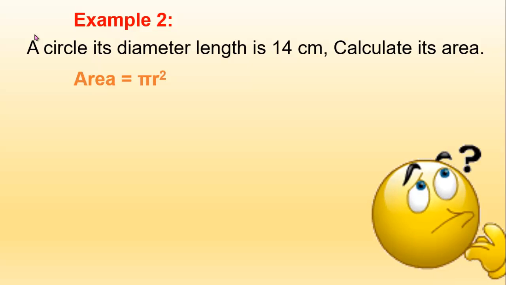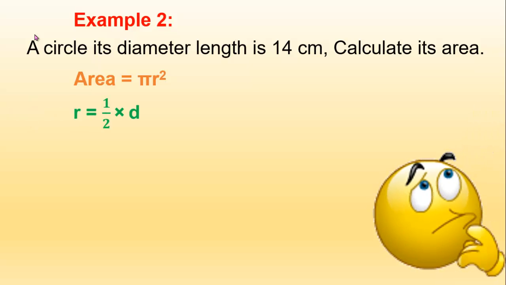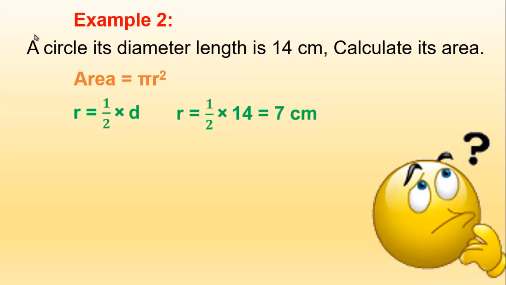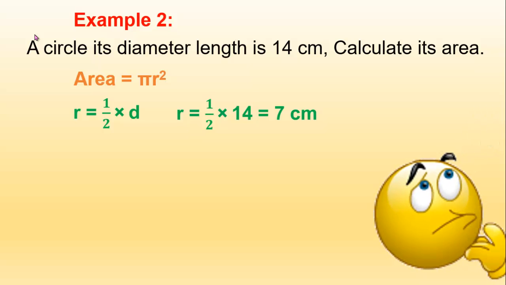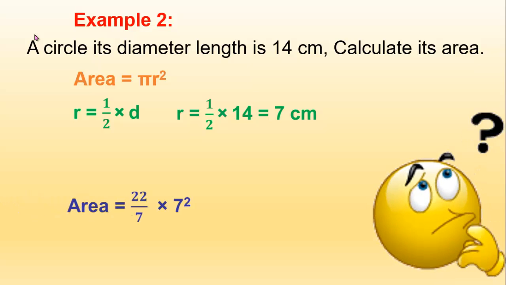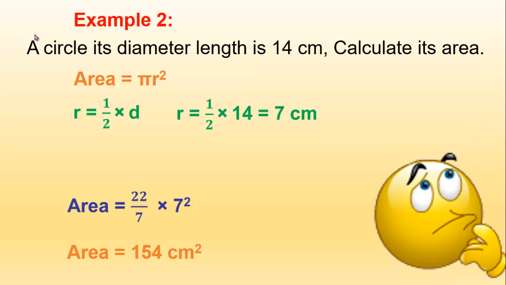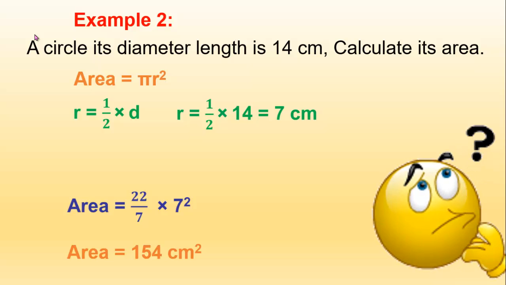So, to answer this question, I must first calculate the radius, which is equal to half times the diameter, because we said that the radius is half of the diameter. So, radius is equal to half times 14, which is equal to 7 centimeters. Now, it will be easy to just put the radius in the equation and find the area. My area will be equal to 22/7 times 7 squared. So my area is equal to 154 centimeters squared. And again, don't forget when you are calculating the area to put your measuring unit in centimeters squared.